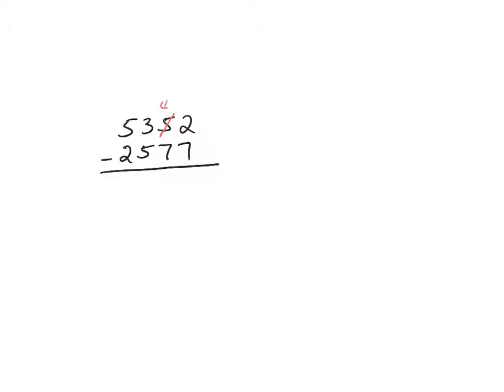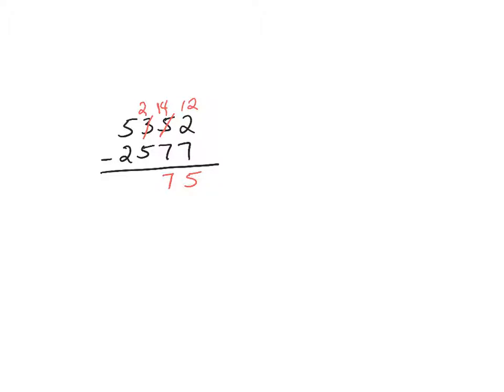I have to take 1 ten away from the 5, make it a 4, and then I have a 12 in the ones place. 12 subtract 7 gives me 5. Then I can't take the 7 from the 4 in the tens place, so once again I have to regroup. It becomes a 2 in the hundreds place, and it becomes 14 in the tens place. 14 subtract 7 is 7.